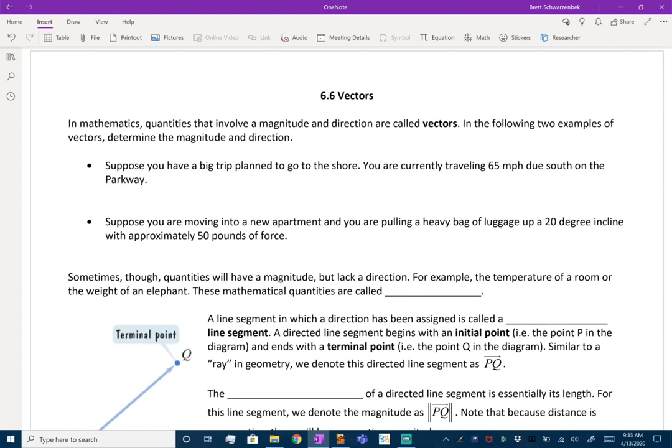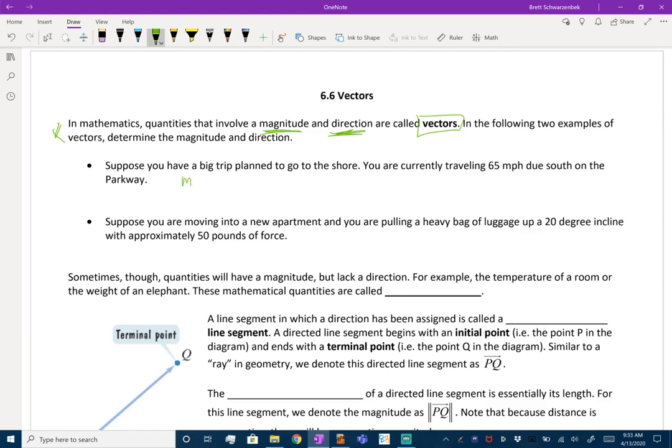to know. So just in the beginning here, it says in math, quantities that involve magnitude and direction are called vectors. Okay, any quantity that has a magnitude and direction are called vectors. Okay, so let's just hash that out with some simple examples. Suppose you have a big trip planned to the shore. You're currently driving or traveling 65 miles per hour due south on the parkway.